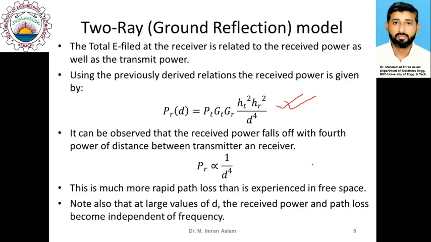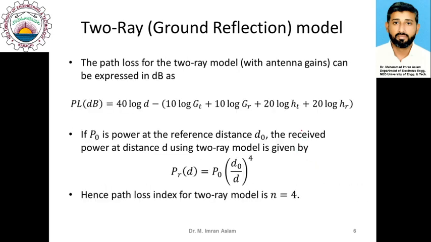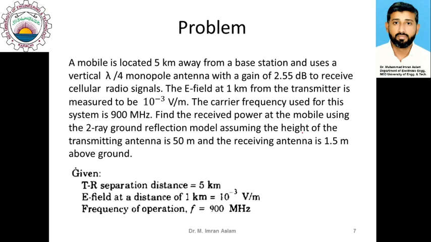So this is the received power related to the two-ray ground reflection model, and we have also discussed what the nature of the E field will be if we use this two-ray ground reflection model. So let us conclude our discussion by taking a simple problem related to this two-ray model.